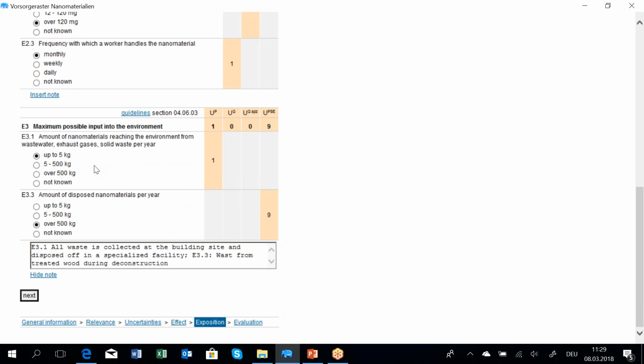Then the maximum possible input into the environment, that would be for us up to 5 kilogram, because we will collect all the waste at the building site and dispose in a specialized facility. And the amount of disposed nanomaterial per year will be over 500 kilogram, because we do not know how the wood will be treated during the deconstruction of the floors.